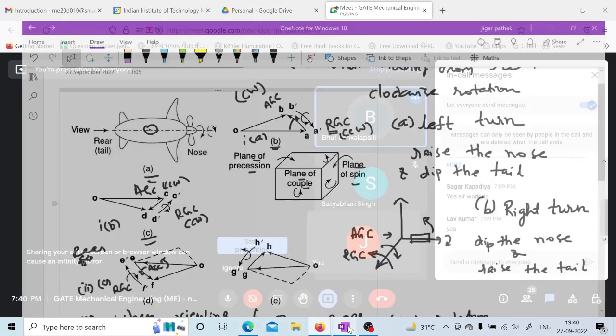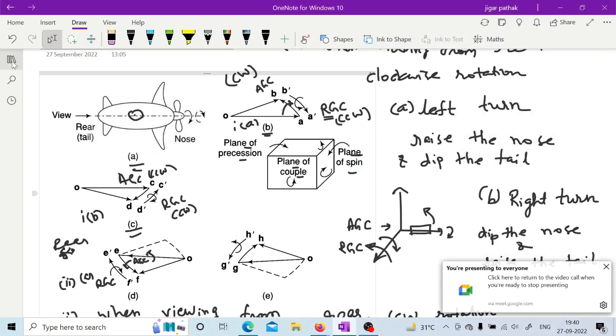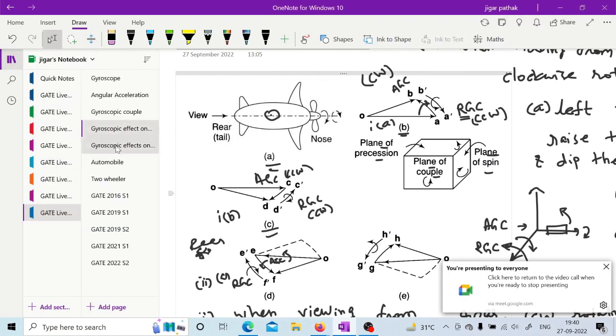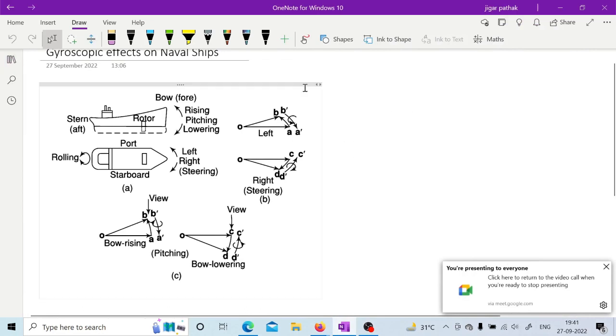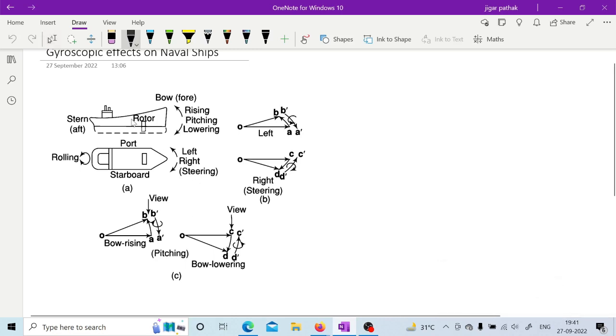Yes, sir. Okay. So now let us go to the next, that is gyroscopic effect on naval ships. For naval ships, first you have to have an idea of the different terminology. Stern means the back side, bow means the front side. Then here you are given the rotor, as you can see, it is mentioned here.